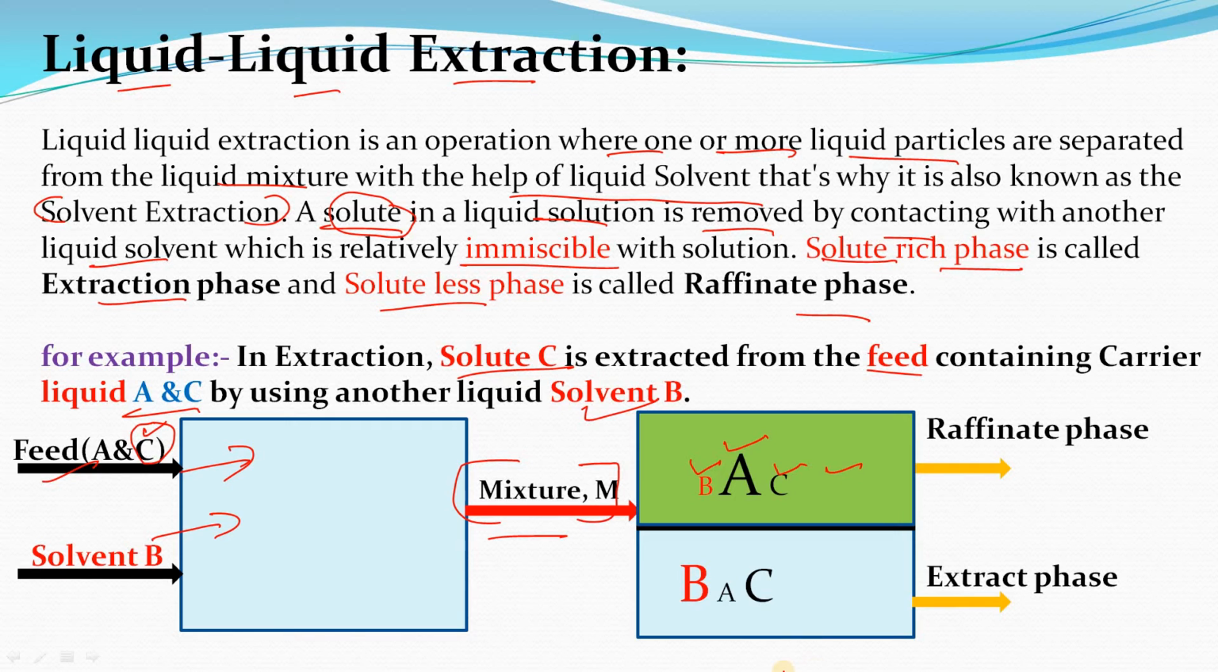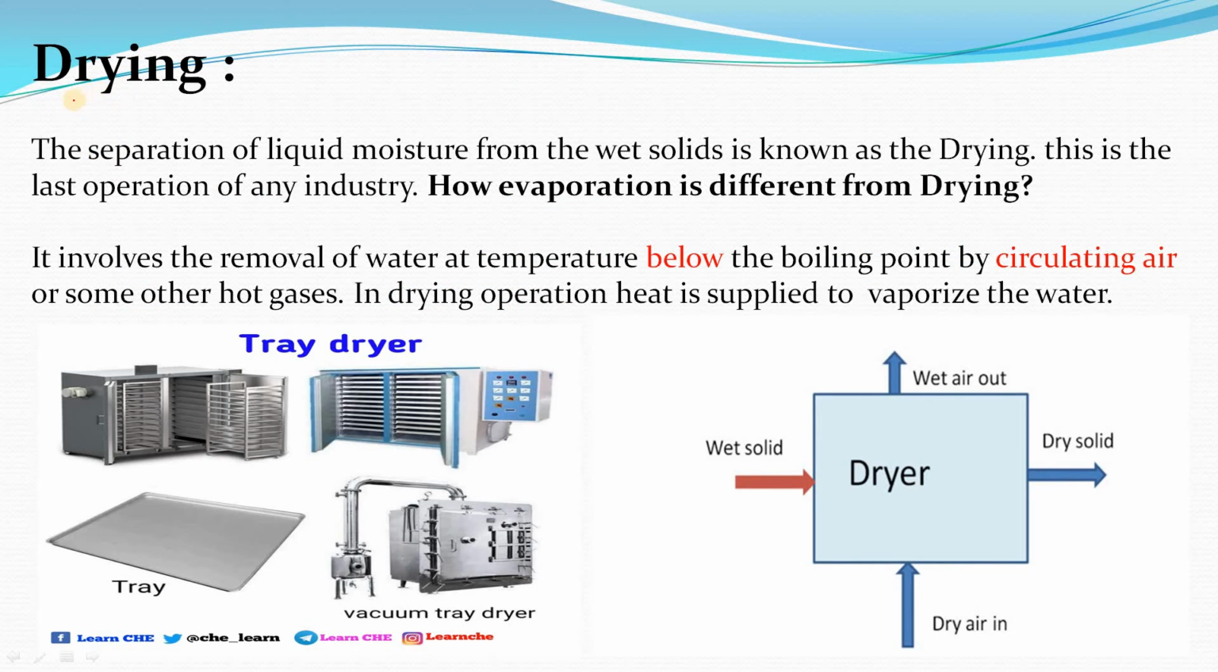And in the extraction phase you will see the concentration of B and C is higher and A is very negligible, or you can say in a very small portion. So the extraction phase is the phase where B and C are higher, and the raffinate phase is the one where A is higher. This was the example of liquid extraction in industry. Now the next mass transfer operation is drying.